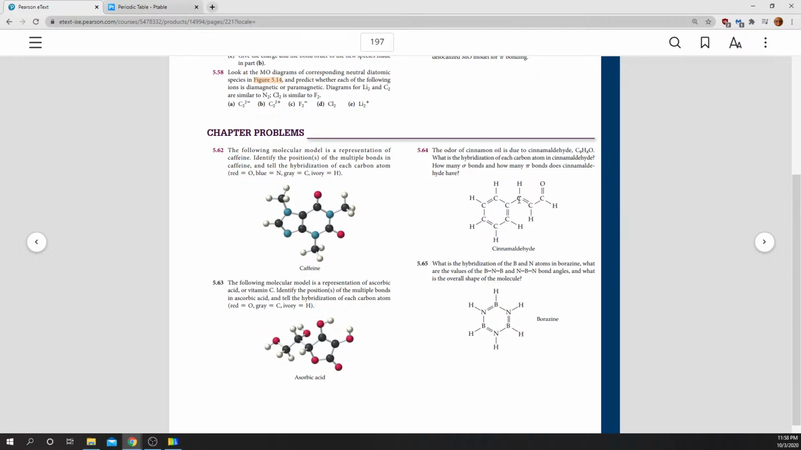Yeah, 3 electron domains on every single one of those carbons. So they're all sp2 hybridized. As for number of sigma bonds and pi bonds, 1, 2, 3, 4, 5, 6, 7, 8, 9, 10, 11, 12, 13, 14, 15, 16, 17, 18 sigma bonds. 1, 2, 3, 4, 5 pi bonds.